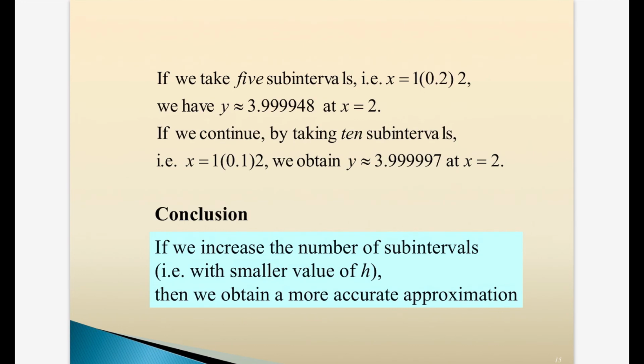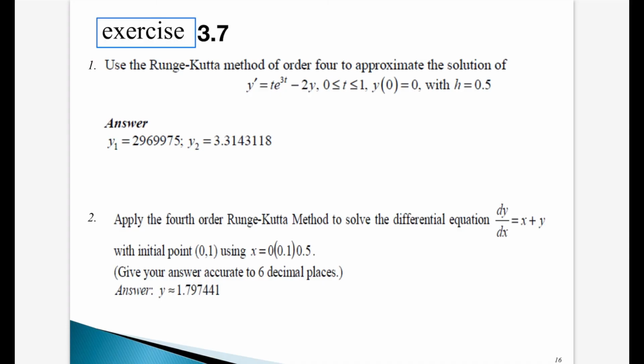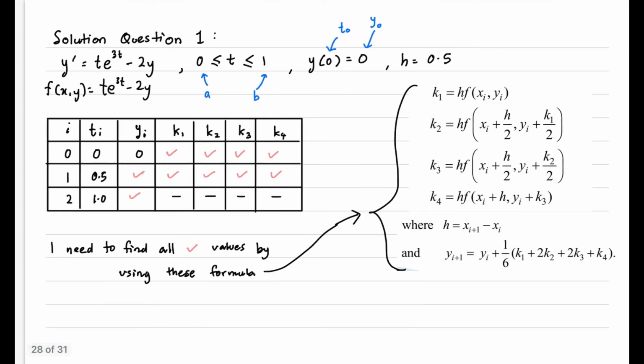If we take 5 subintervals, we have y approximately 3.999948 at x equal to 2. If we continue by taking 10 subintervals, we obtain 3.99997 at x equal to 2. So we can conclude that if we increase the number of subintervals with a smaller value of h, then we obtain a more accurate approximation. I leave this exercise for you. You can check the solution.